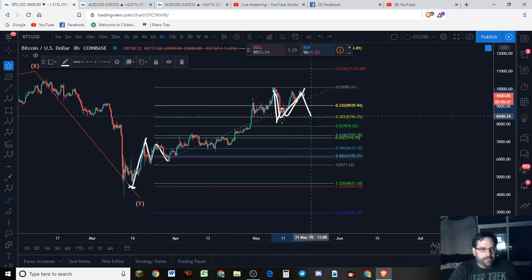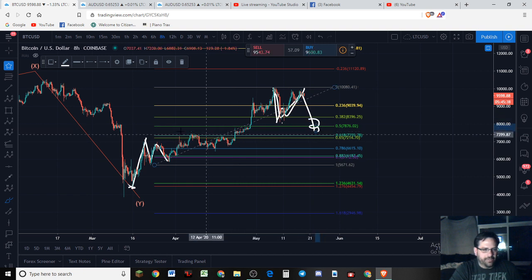5, 3, 5. That's putting us down. Okay, that's taking us down a little bit more. We might get down here to the 50%. We might even get down here to the 618. As long as we don't bust the top of the one wave, as long as we don't break that level right there, we're good.